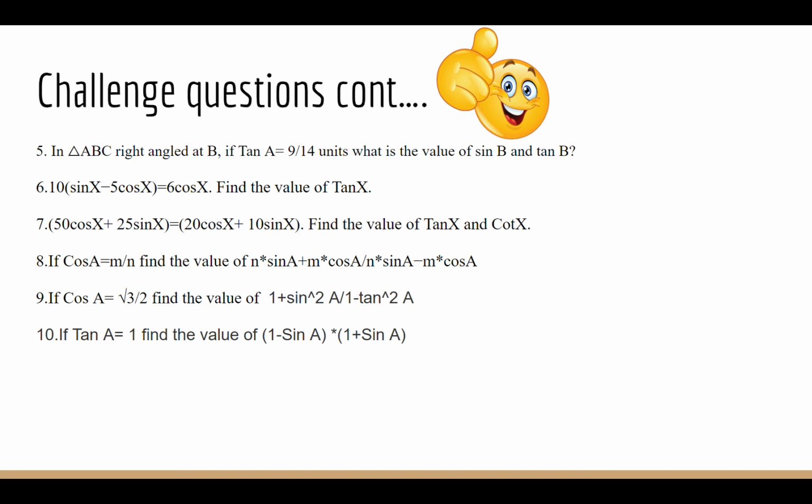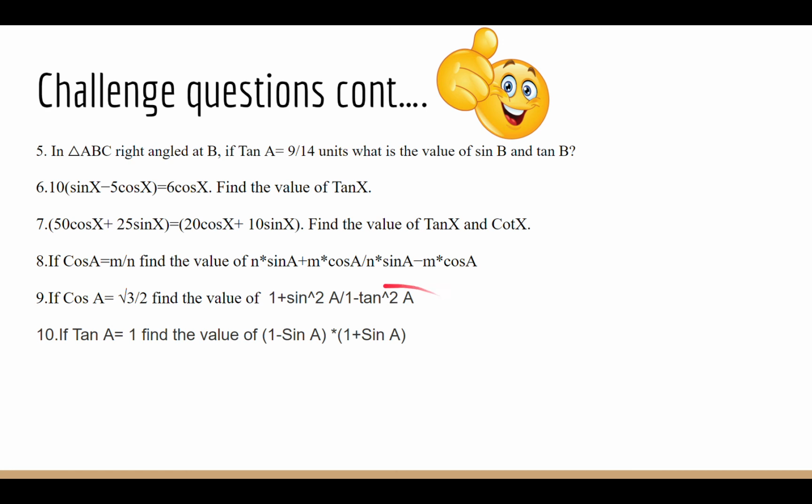Then 1 plus sine squared A, where A is 30. So for example, sine 30 is half. So half squared is 1 by 4. So 1 plus 1 by 4. That's how you will be doing the ninth question.